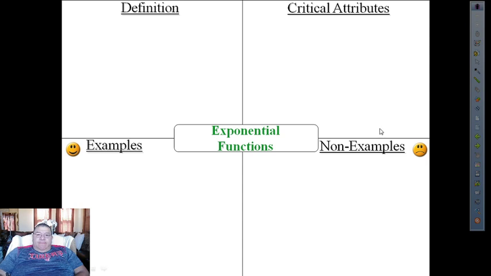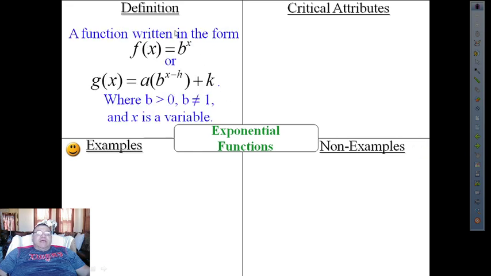All right, you got it? Exponential functions. What are they? Well, we said it was a function written like this: f of x equals b to the x power, or we've been working with g of x equals a times b to the x minus h power, close parentheses, plus k, and b has to be greater than 0, and it cannot equal 1, where x is a variable.